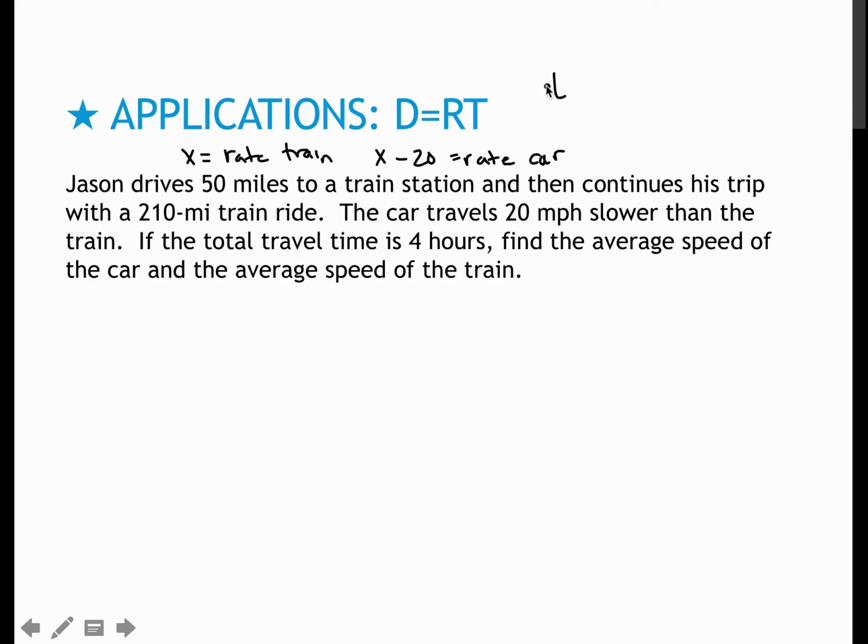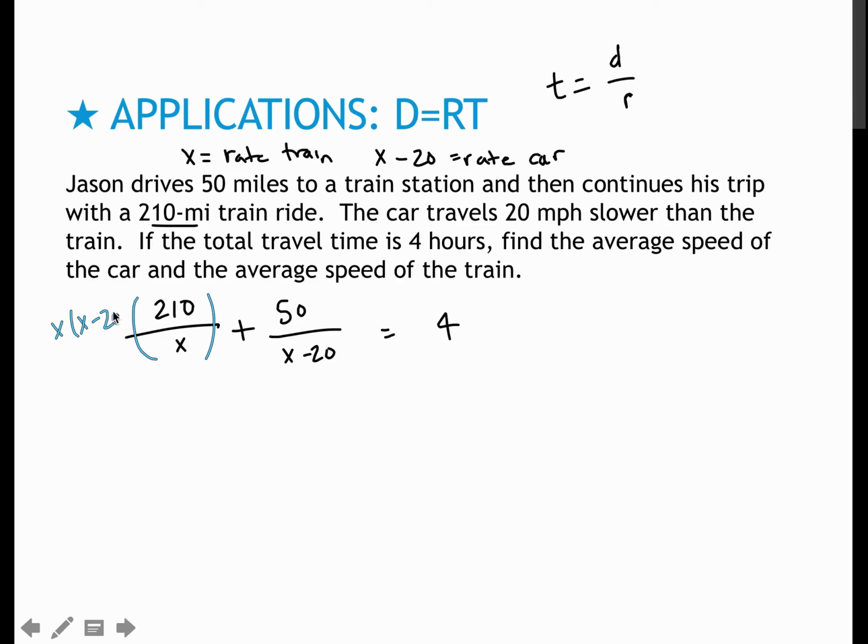And again, we're using that same concept, the time equals distance divided by rate. So the time on the train is 210 miles divided by the rate of x. The time in the car is 50 miles, and then of course divided by the rate of x minus 20, and the total time is 4. Our common denominator would be x and x minus 20. And I would take that times everything, x minus 20.